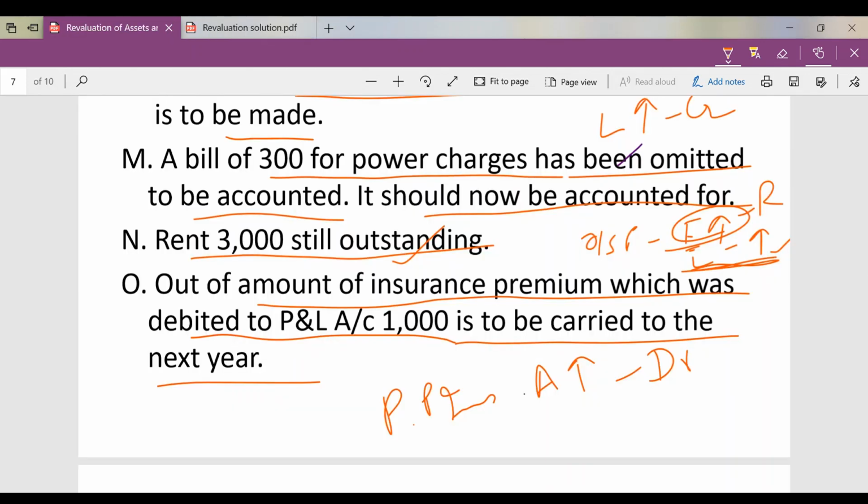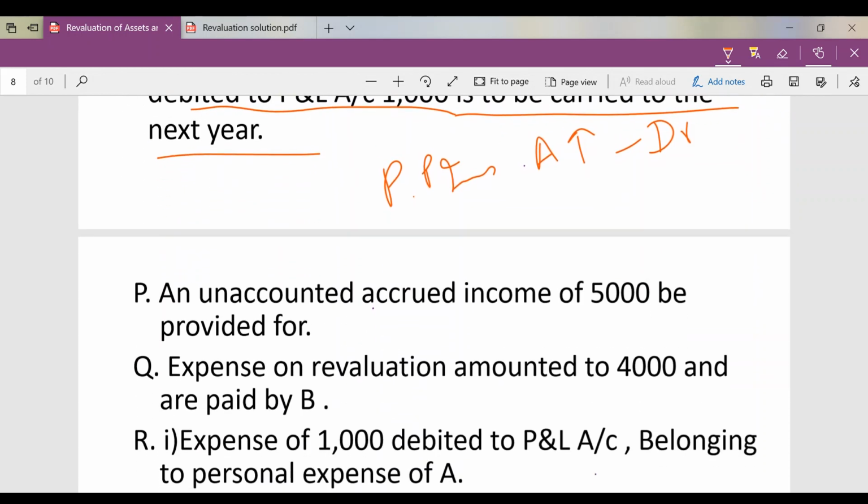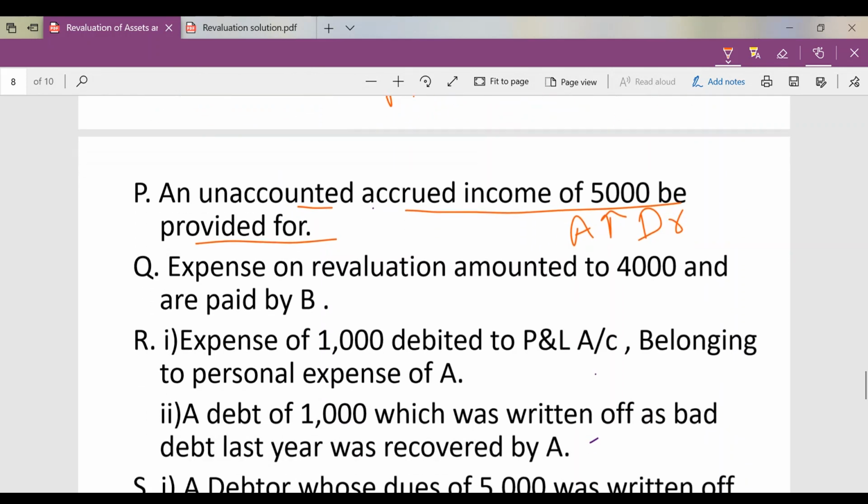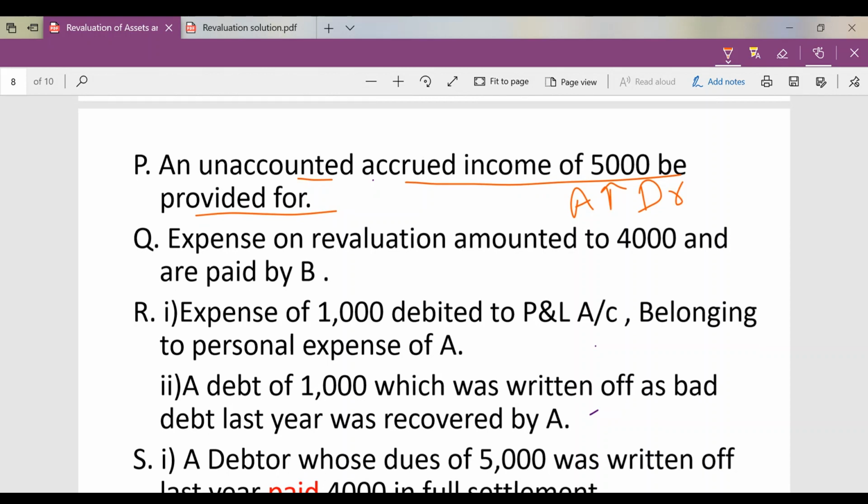Now next entry, an unaccounted accrued income of 5,000 was to be provided for. Now see children, accrued income due but not received. So that's an asset, right? You're going to get it in the near future. So increase in asset has to be debited. So it will be accrued income account debit to revaluation account. Wherever you have nothing to put, you put the revaluation. And it's a profit, you can see there. So you are crediting revaluation.